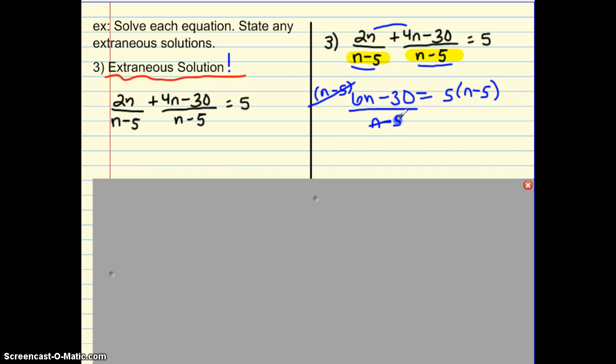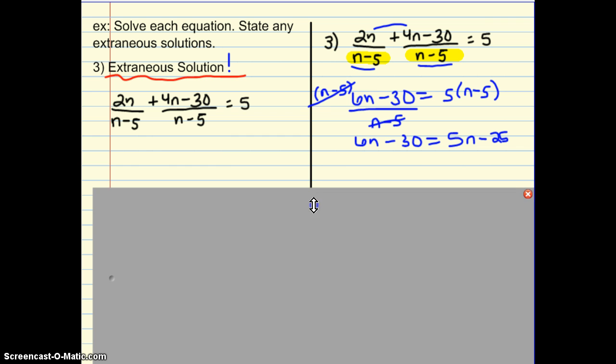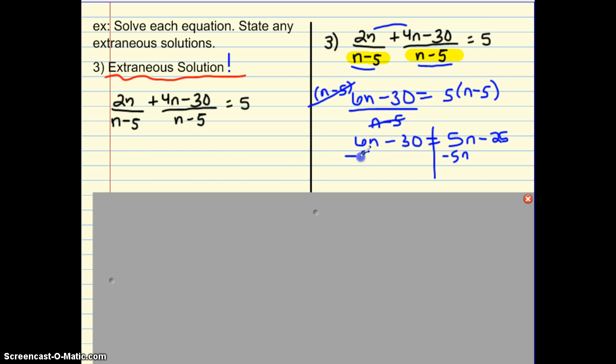And on this side it's going to cancel, and on my other side I'm going to have 5n minus 25. So when I solve this down, I get n is equal to 5.